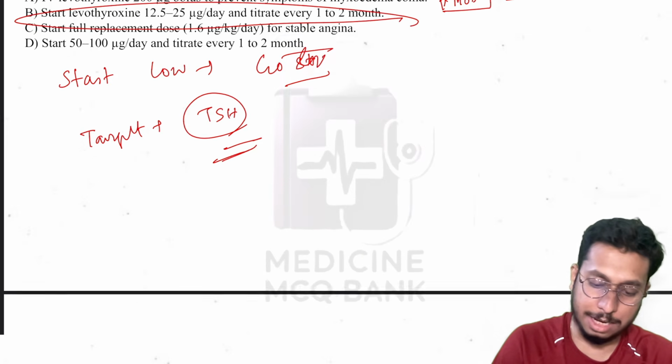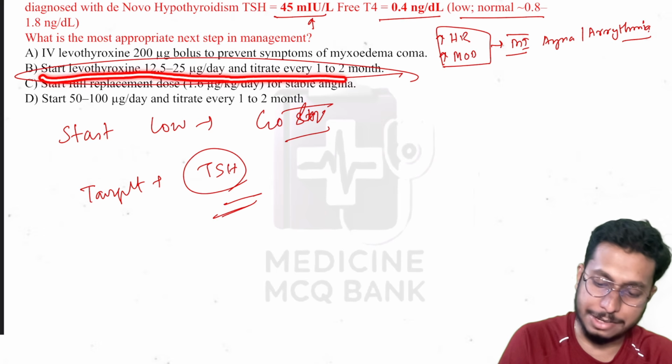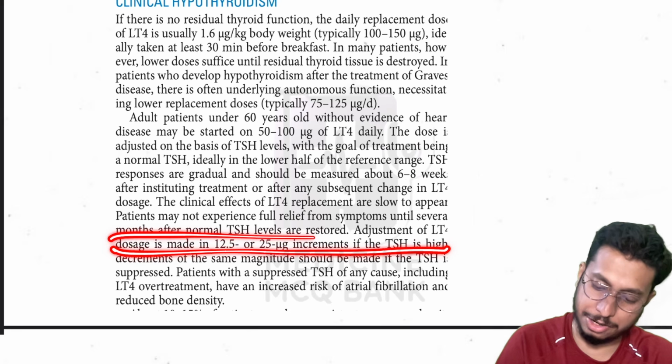So therefore answer here is to start levothyroxine at 12.5 to 25 microgram per day and titrate every 1 to 2 months. Okay, so it is also mentioned here. Okay, titrate accordingly.